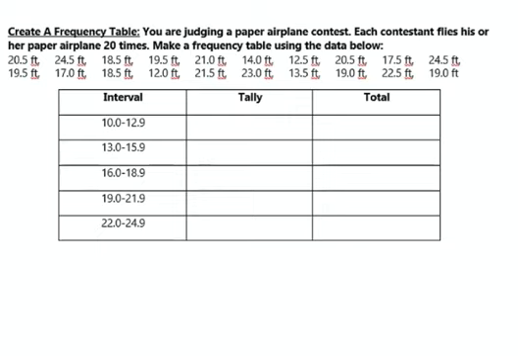So it says you are judging a paper airplane contest. Each contestant flies his or her paper airplane 20 times. Make a frequency table using the data below. Alright, so you see our interval off to the side. If you're wondering what that interval is, it's going by 2.9. So 10 to 12.9, there's 2.9. And then 13 to 15.9, 2.9. So it increases an interval by 2.9. So go ahead and take a look at the 20 airplane feet measures and put them into your tallies and then total them out. Raise your hand when you're done doing that to get it checked.